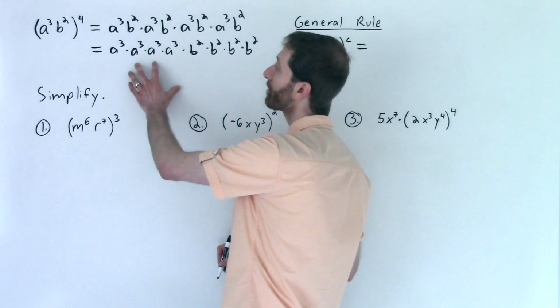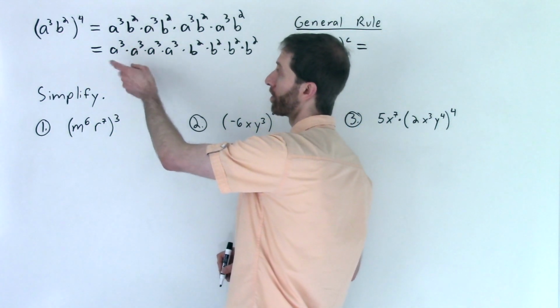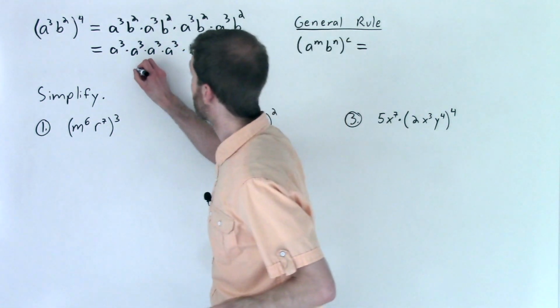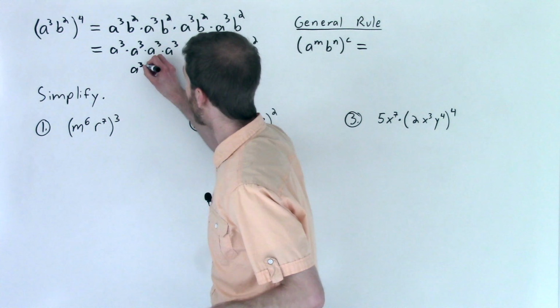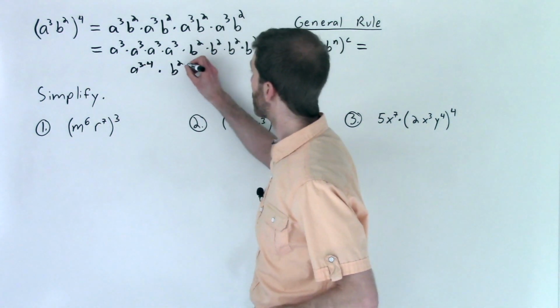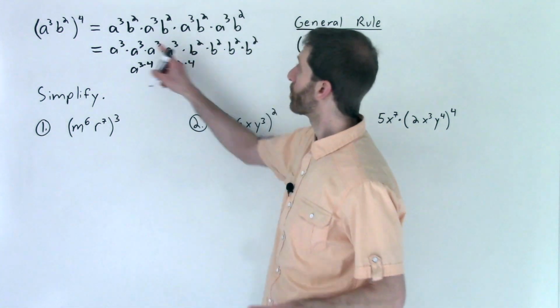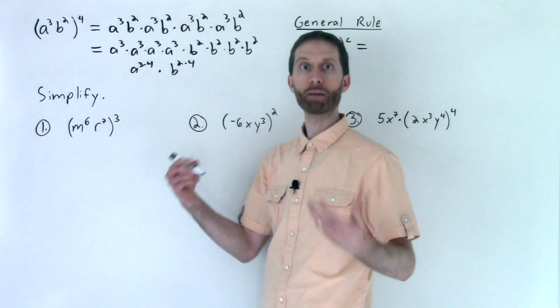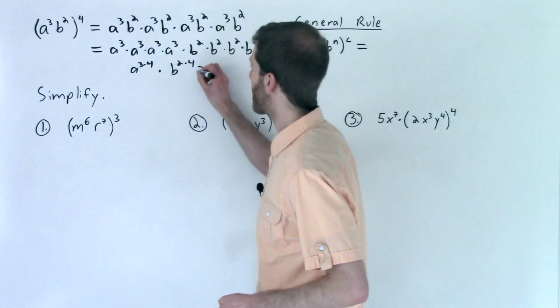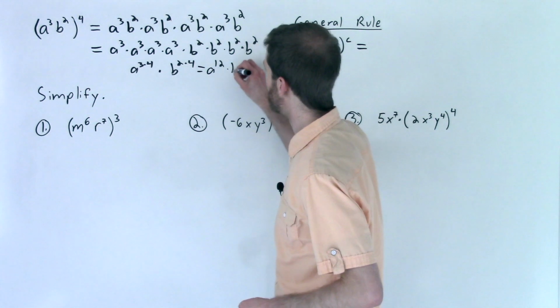So what you really have here is you've got a to the third multiplied by itself 4 times, or a to the 3 times 4, times b to the 2 times 4. And we know that we'd be adding 3 4 times, which is why I'm multiplying there. So we end up with a to the 12th times b to the 8th.